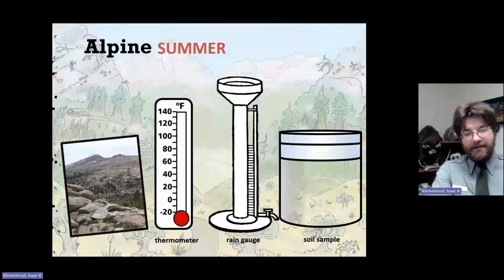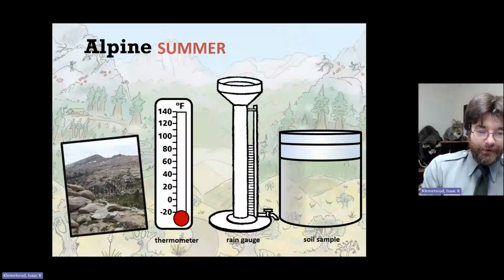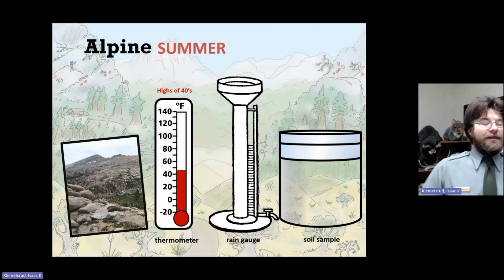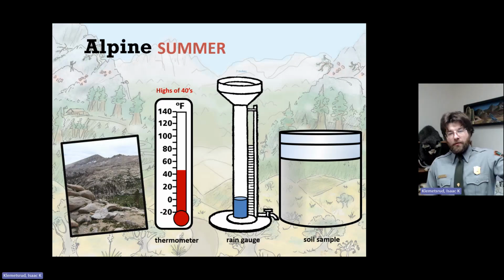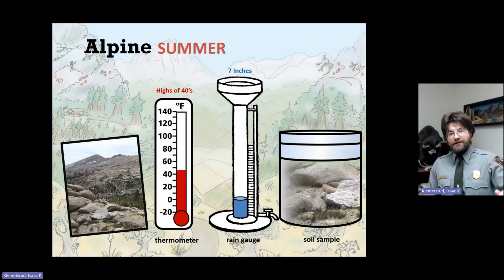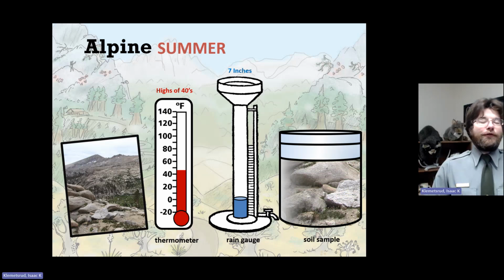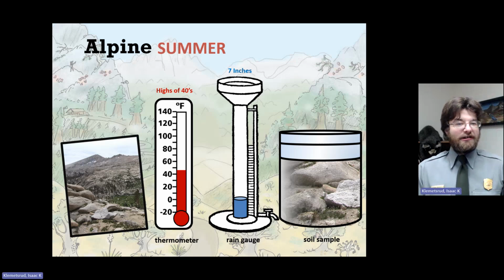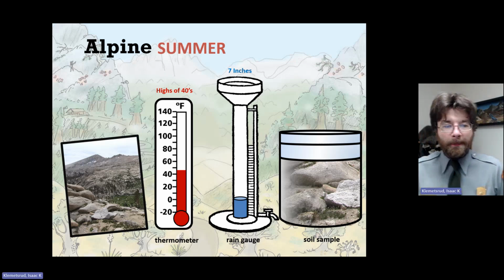Now, like I said, this is what it looks like during the summer. And during the summer, because it's higher up, that high went from 100 at the foothills to about 70 in the montane, and it reaches a high of 40 degrees during the summer. And during that time, they'll get about 7 inches of rain.